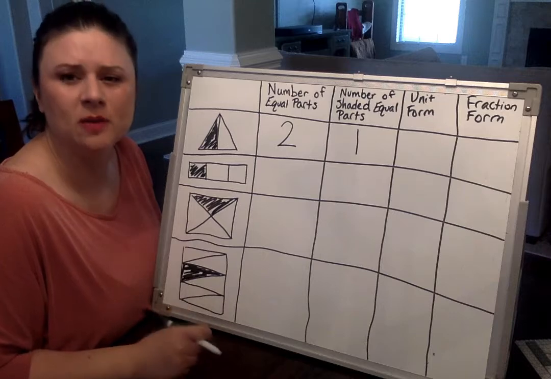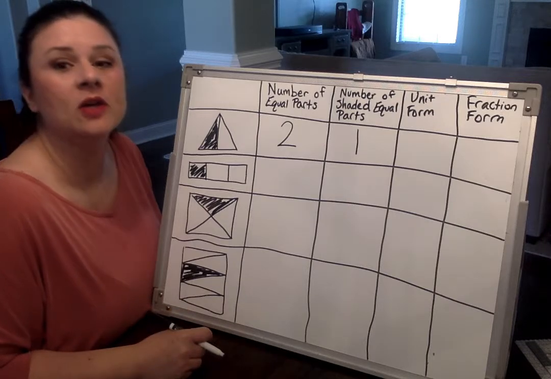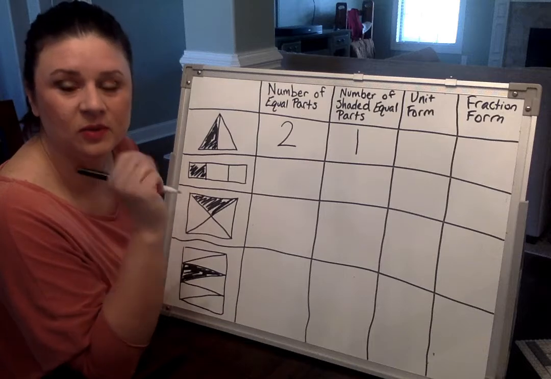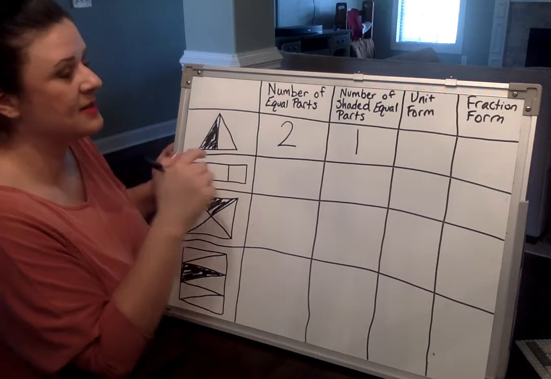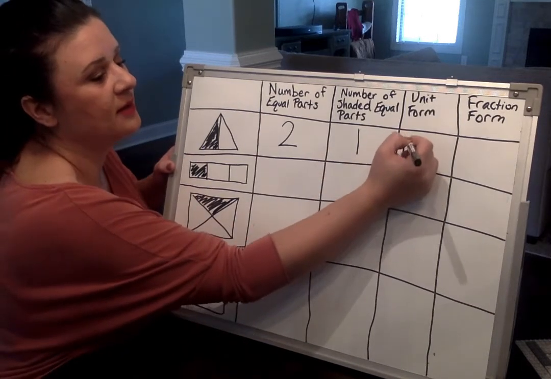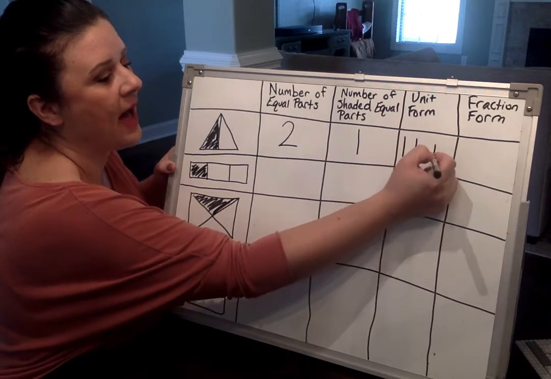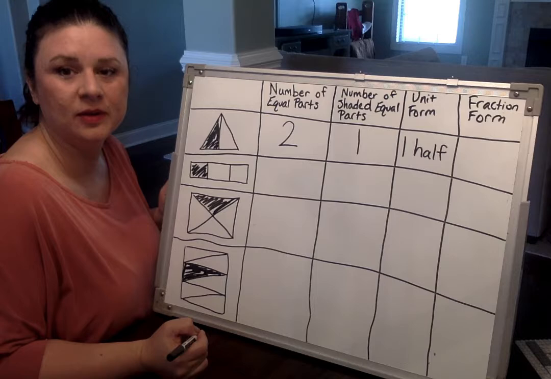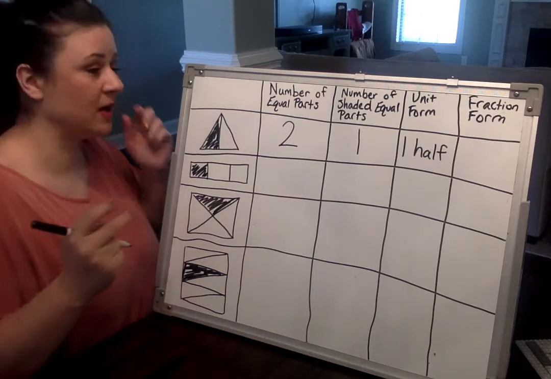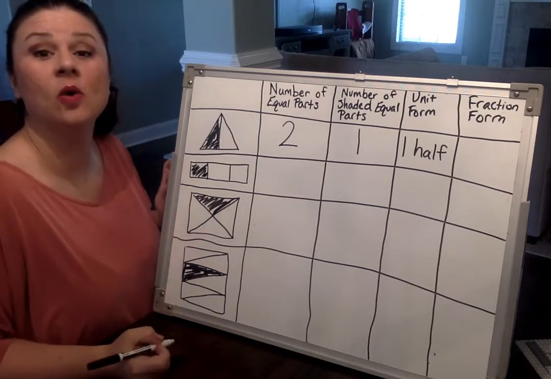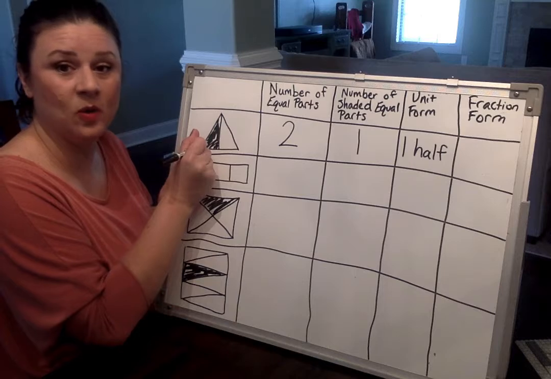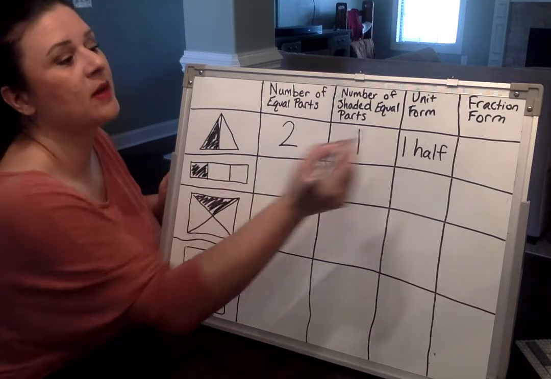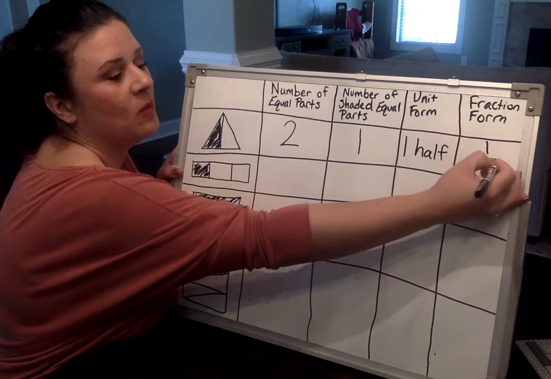Now here's where the unit comes in. Units here, we have 2. That means that this represents 1/2. When we cut something into 2 pieces, we call those pieces halves. Or this is 1/2, 1/2, or you have 2 halves. Fraction form would be 1/2.